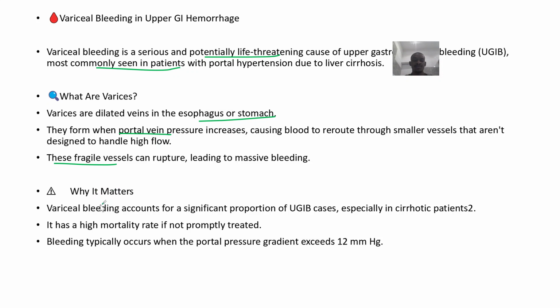Okay, so why does it matter? Variceal bleeding accounts for a significant portion of upper gastrointestinal bleeding, especially in cirrhotic patients. It has a high mortality rate if not promptly treated. Bleeding typically occurs when the portal pressure gradient exceeds 12 millimeters of mercury.